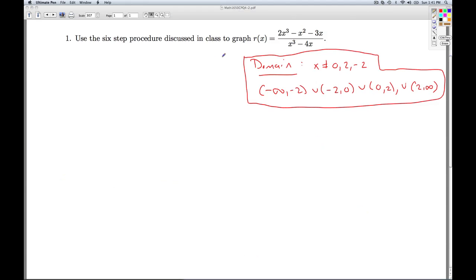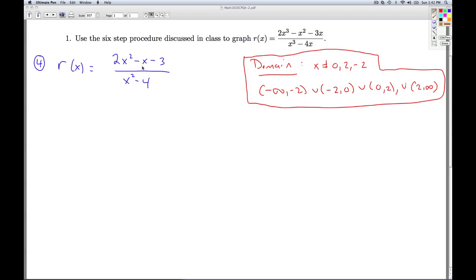Okay, now for step 4, we need to analyze what's going on near the values excluded from the domain and determine if we get vertical asymptotes or holes in the graph. And so if I look at my reduced function, we can use a theorem from section 4.1 to tell us where we're going to get vertical asymptotes and holes, depending on what happens when I plug in the values excluded from the domain.